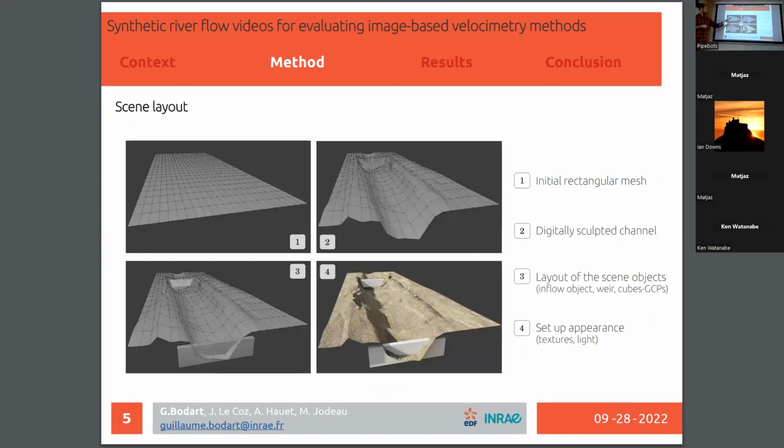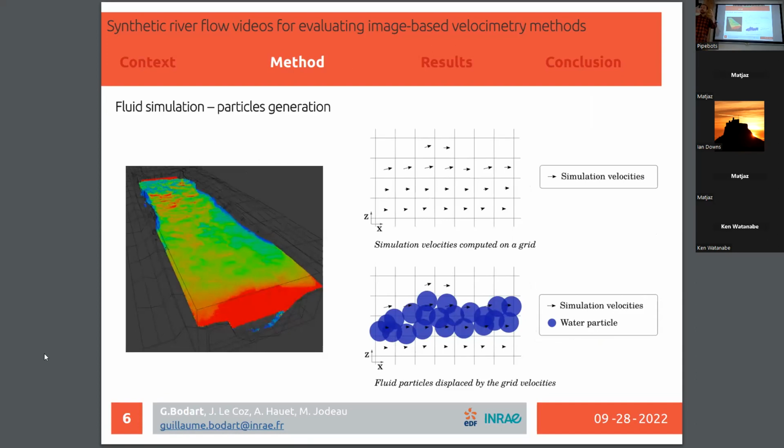So the first step is to create the channel. Here with Blender, we can digitally sculpt the channel. There's also the possibility to import 3D formats, so we have meshes that are already built. So here I build the channel. I place some GCP objects that you can barely see here. Here I place the mean flow and the weir just for the simulation. Next slide, please.